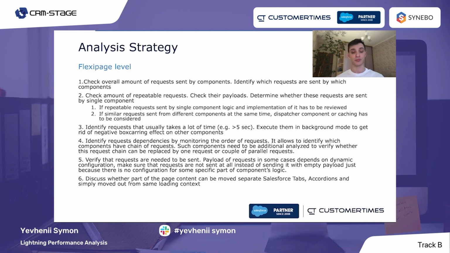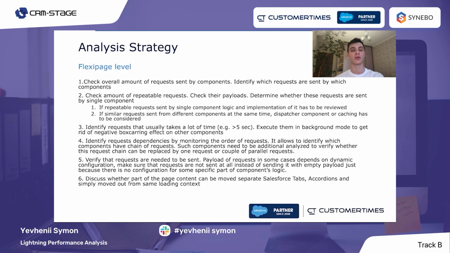And an important one, all of them are important, but this one is critical, I think, and it should be considered as the first one. Discuss whether part of the page content can be moved to separate Salesforce tabs and accordions and simply moved out from the loading context, basically to decrease the amount of content which is loaded at the same moment of time.